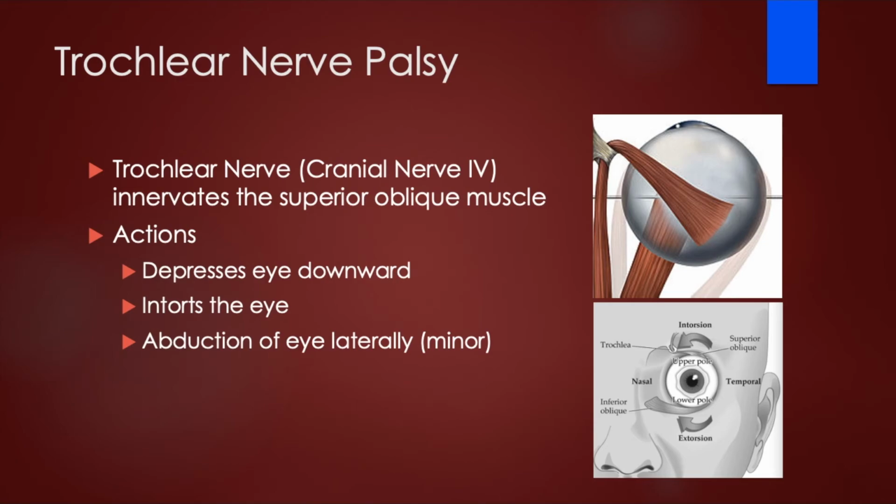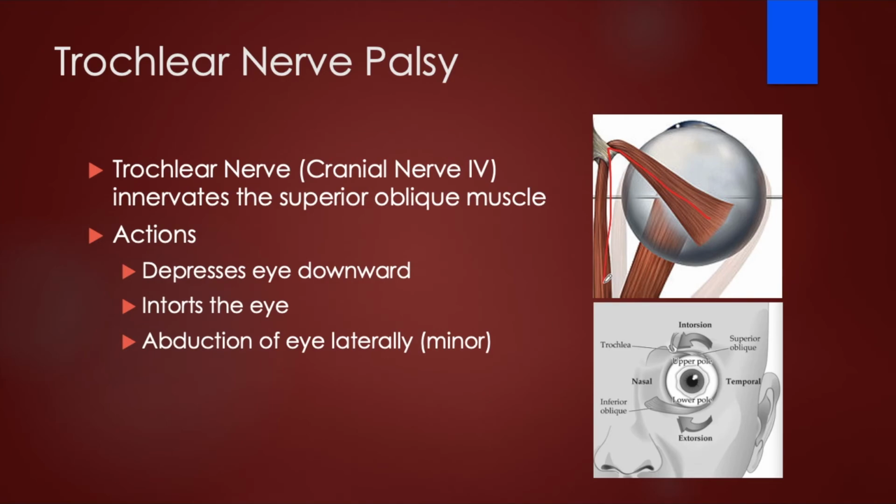The trochlear nerve innervates the superior oblique muscle. Here's a picture of the superior oblique muscle from a superior angle, which you may remember is shaped like a pulley. Because of how it inserts on the eye, when the superior oblique contracts, it depresses the eye downward, especially when the eye is adducted, meaning when the pupil is angled towards the nose.